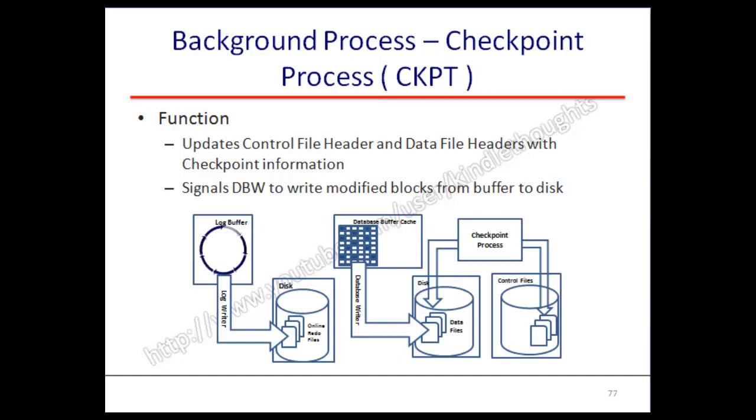If you look at the diagram, you can see that log writer is writing the changes from the log buffer to the disk. You have the database writer writing the modified data blocks to the data files, and then you have the checkpoint process updating the control file and the data file headers with the checkpoint information.